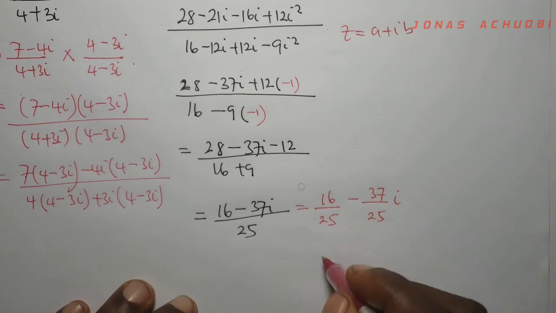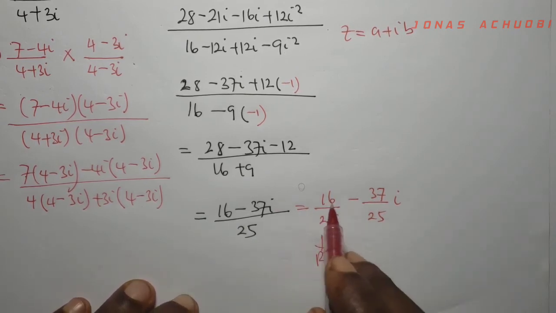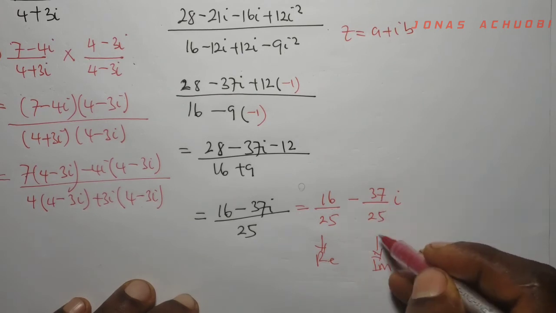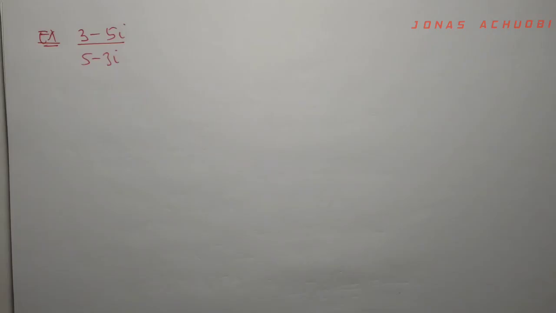And what's the real part? The real part now is this. So that's the real part of the complex number. Real part is 16 divided by 25. And the imaginary part of the complex number, Im, is 37 divided by 25. Let us take one or two more examples.